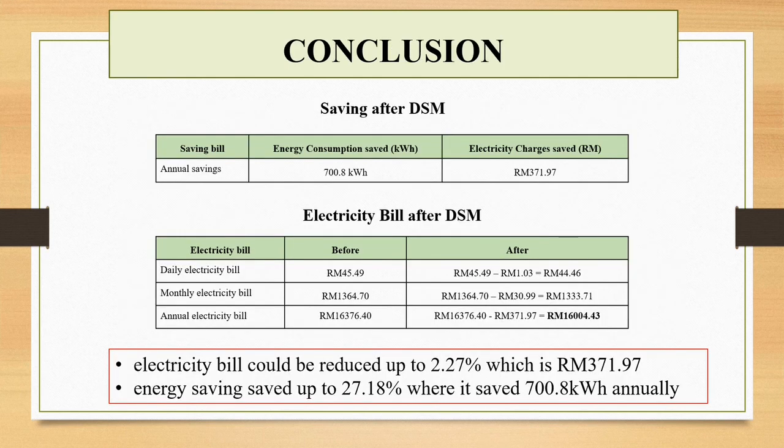In conclusion, by installing new freezer, electricity bill could be reduced up to 2.27%, which is RM371.97, and the energy savings saved up to 27.18%, where it saves 700.8 kWh annually.